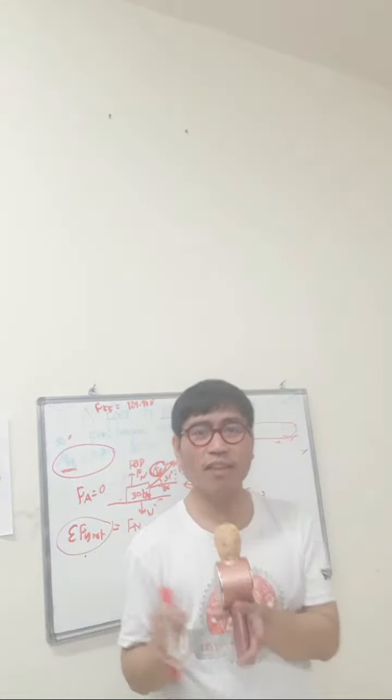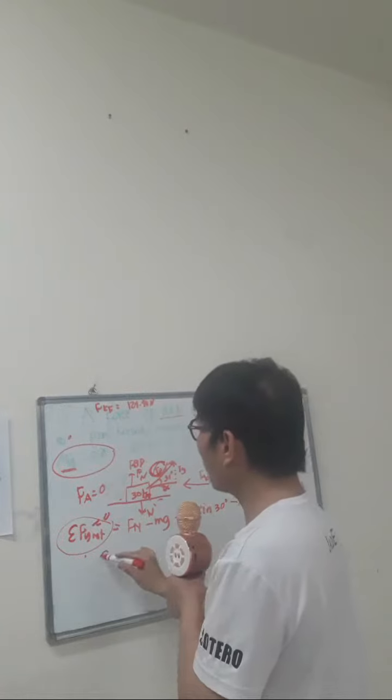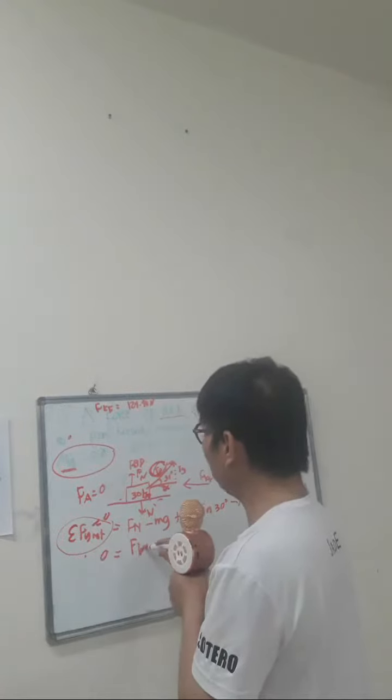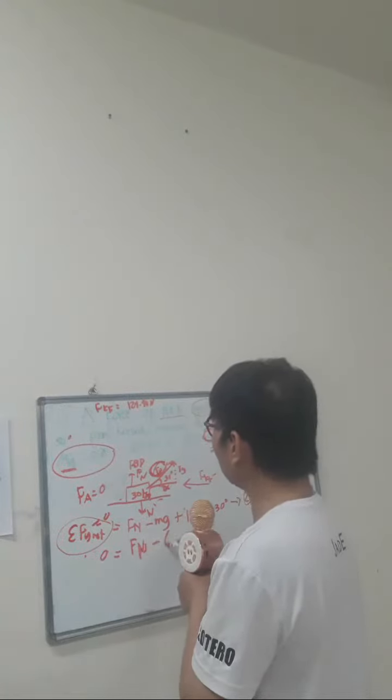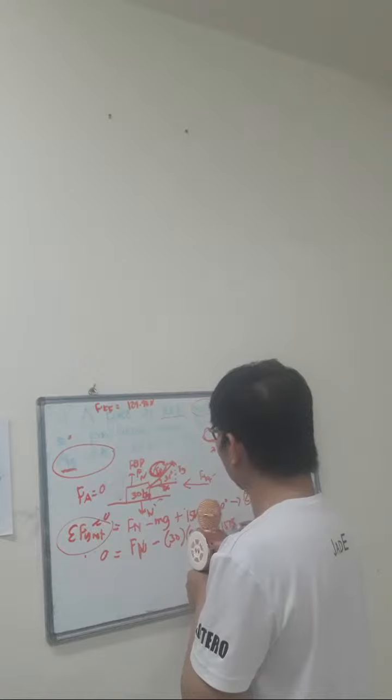There's no other option or else the problem cannot be solved. That's the point. If all options are used, and you still cannot solve the problem, you will not know if you don't try. So, if Fy net is equal to 0, 0 is equal to the normal force minus the mass 30 kilograms times the acceleration due to gravity, g, plus 150 sine 30 degrees.